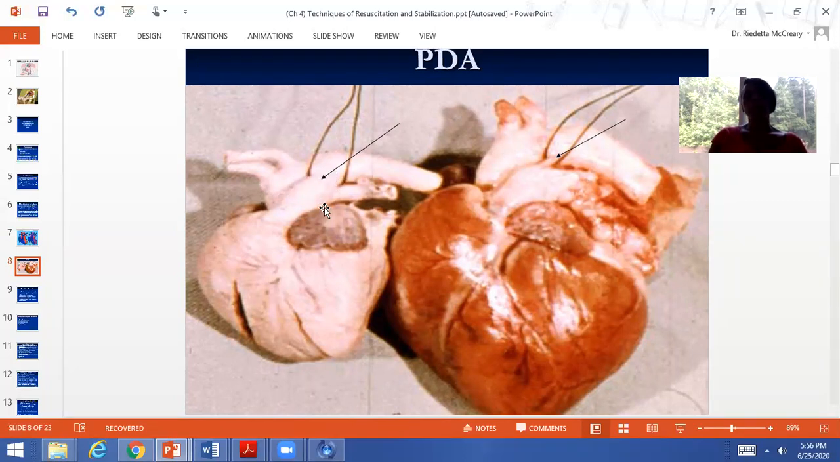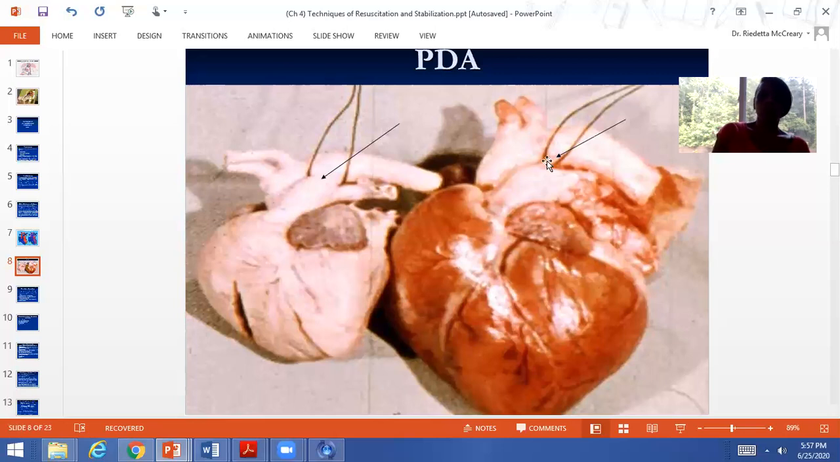And when they do PDA ligations, so they ligate the PDA, basically they just go in and they tie a string around it. And it causes it to close off, constrict, and turn into a ligament. This is what it looks like. This is an older heart, an older child, not a neonate. But you can see here, once that ductus arteriosus constricts and turns into a ligament, the walls are pretty close together and it's no longer hollow. When it constricts, the walls come together and close that area off. And like I stated earlier, it becomes a ligament.